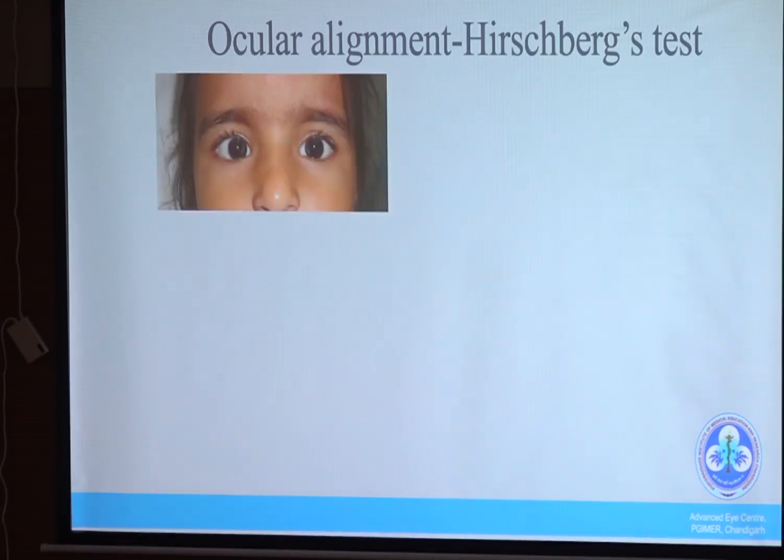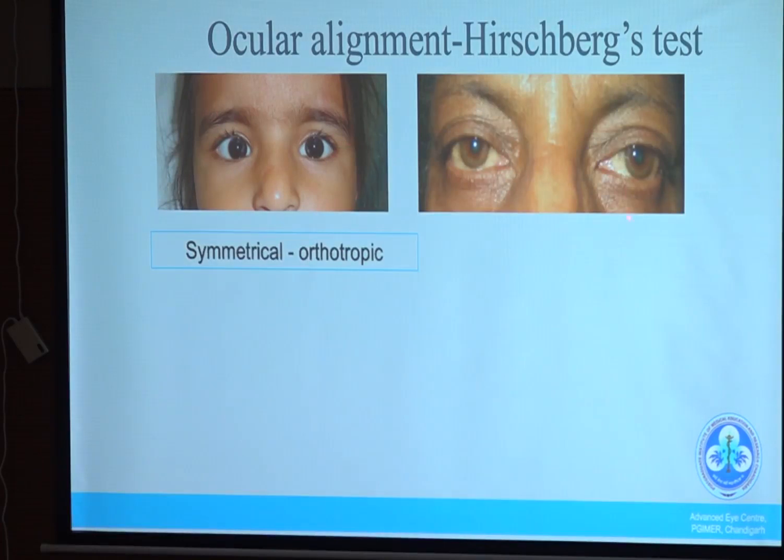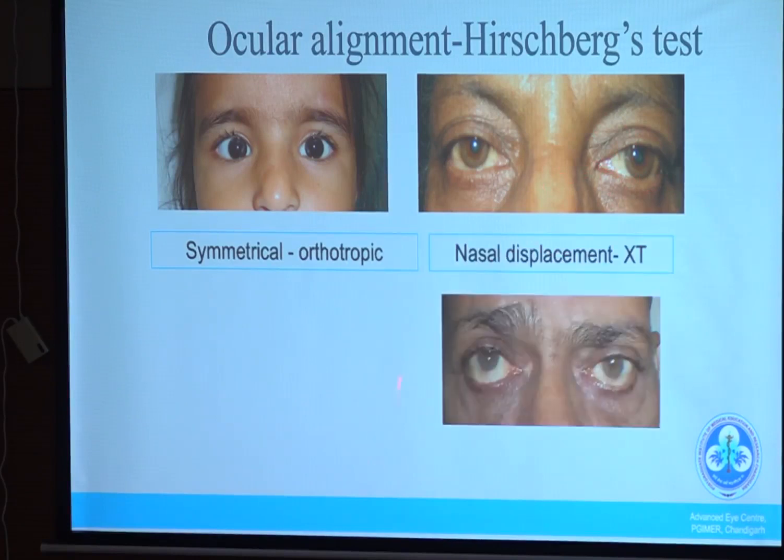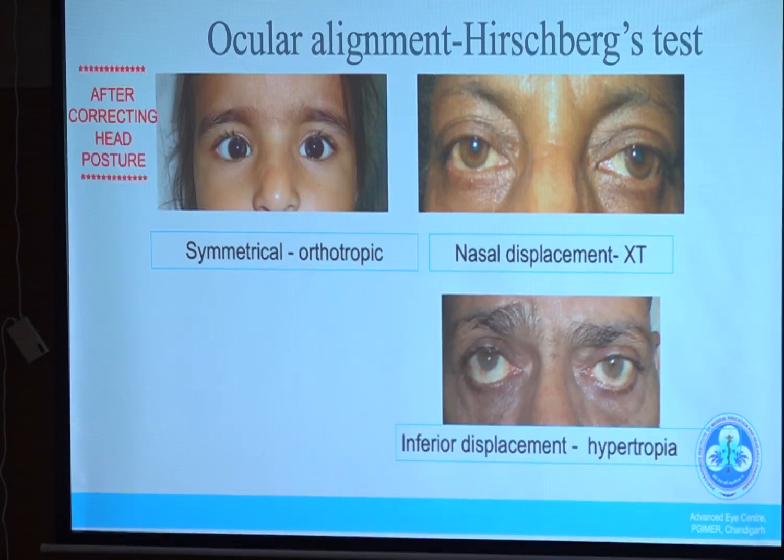Now, Hirschberg, the disclaimer is that you have to correct the head posture. So once you've corrected the head posture, you look at the light reflex, the reflex falling in the center in the 2 eyes. It's symmetrical, so it's an orthotropic patient. You see the reflex falling on one edge, that is the nasal pupillary margin in this case, so you know this is an exotropia. And you see the reflex similarly in this patient falling on the inferior pupillary margin, so you know it's a hypertropia. So the direction of the reflex will tell you the direction of the eye and then the strabismus.